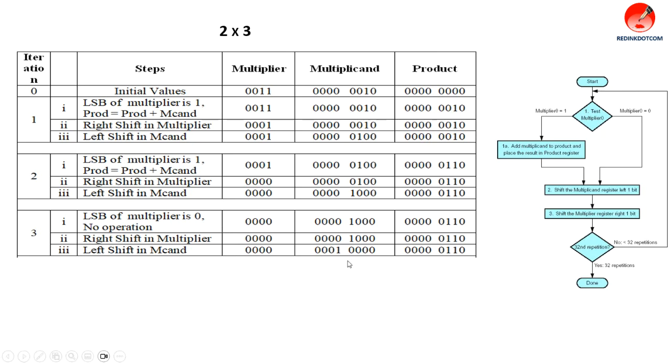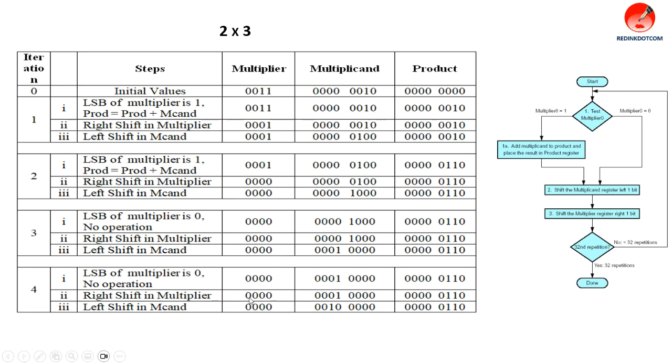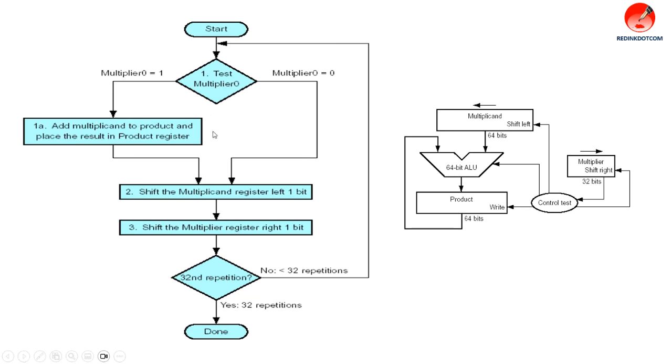You can repeat these steps again. Again you check the rightmost bit of the multiplier. It is 0. That means you do the shifting operations only. After shifting you get this value. Finally, you check the product register content. This value is nothing but 6. So 2 into 3 you get 6. So for this process you should remember this algorithm as well as this circuit.